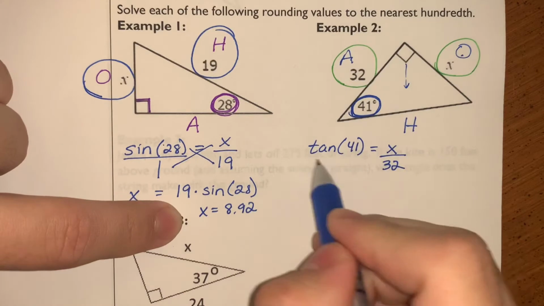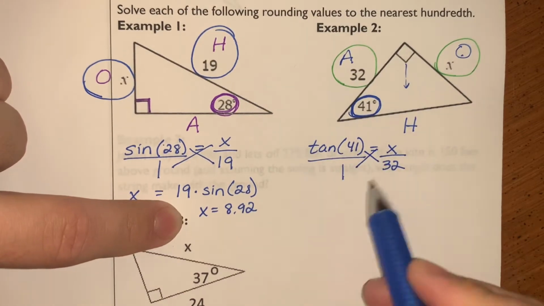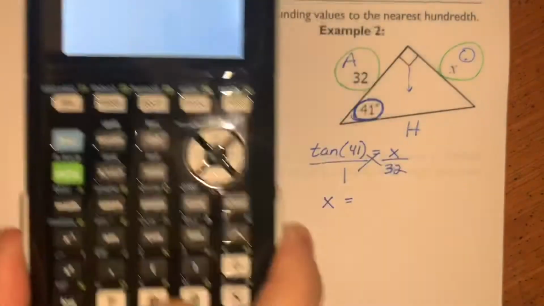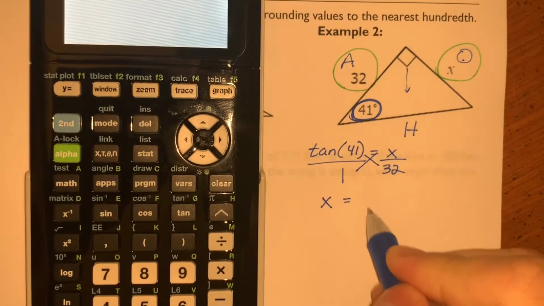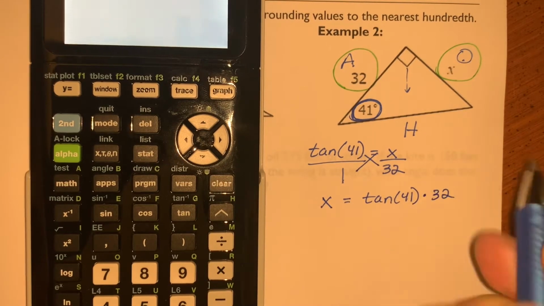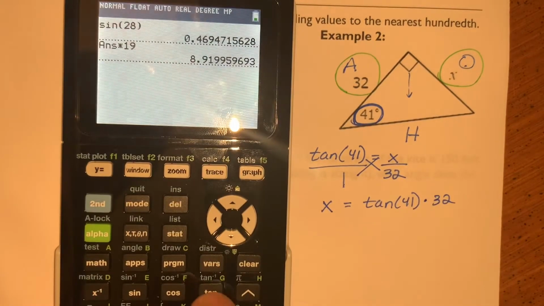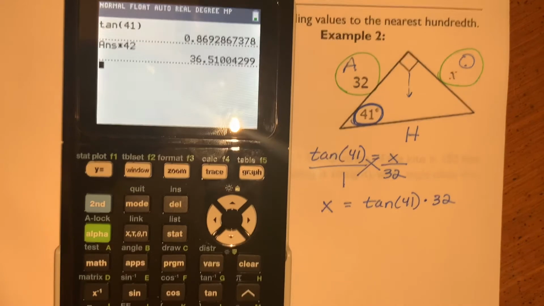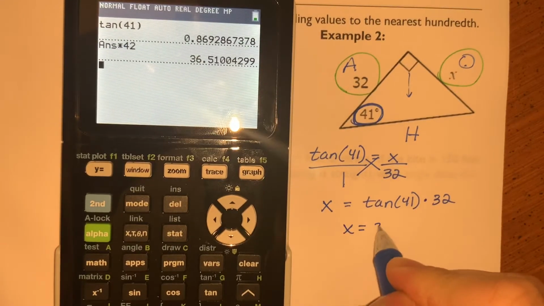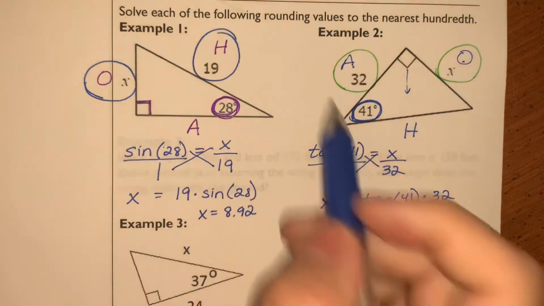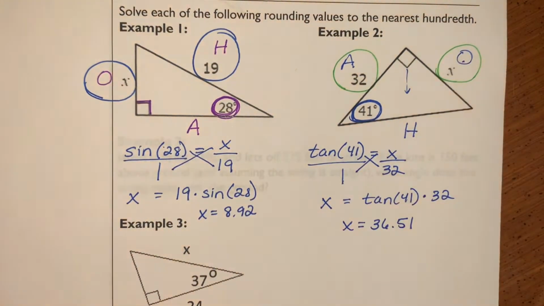Now it's just a matter of putting this over 1 and cross multiplying. x times 1 is x, tangent of 41 times 32. So let me write it out. Tangent of 41 times 32 gives us x equals 36.51. I don't know how many, oh, to the nearest hundredth. Okay, so 2 decimal places, good.